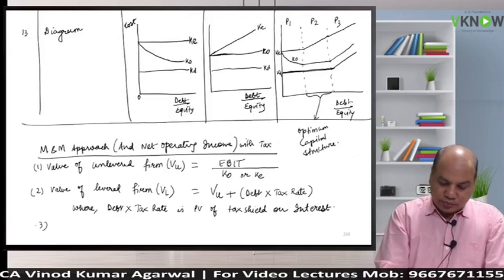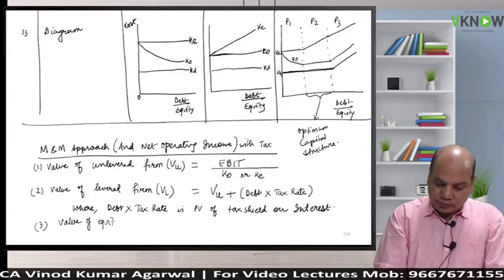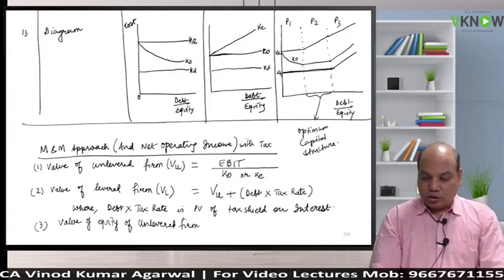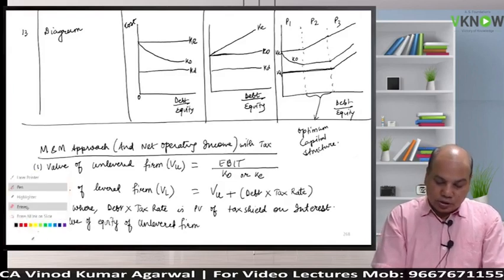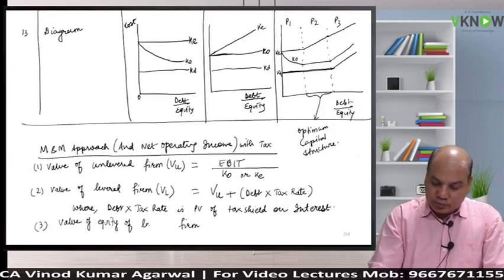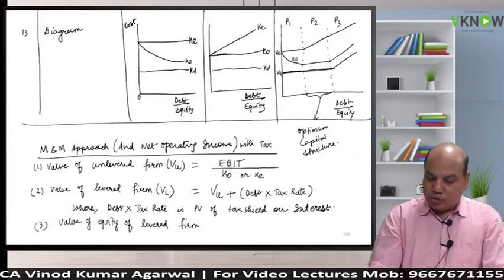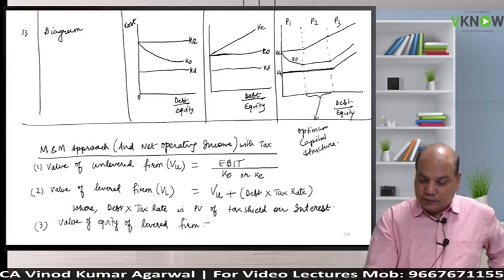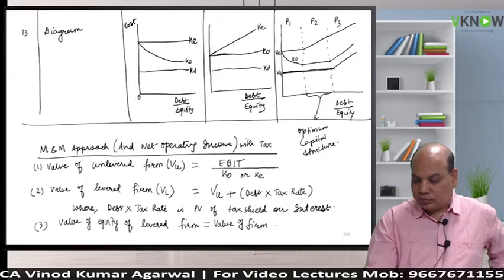Third, write down. Then they will ask you value of equity of unlevered firm and levered firm. In case of unlevered firm, value of equity and value of firm are equal. So, value of equity of levered firm will be value of firm minus value of debt.